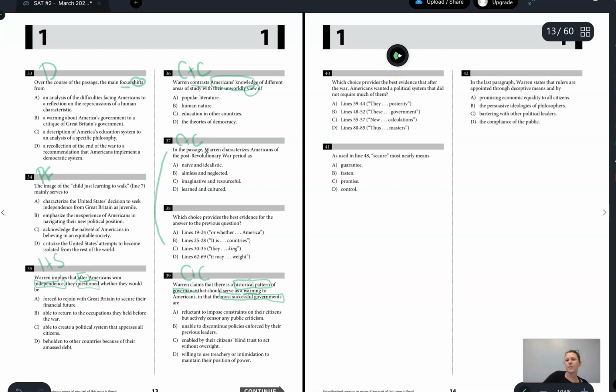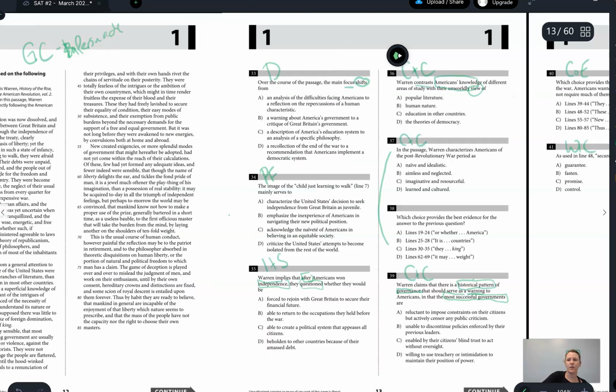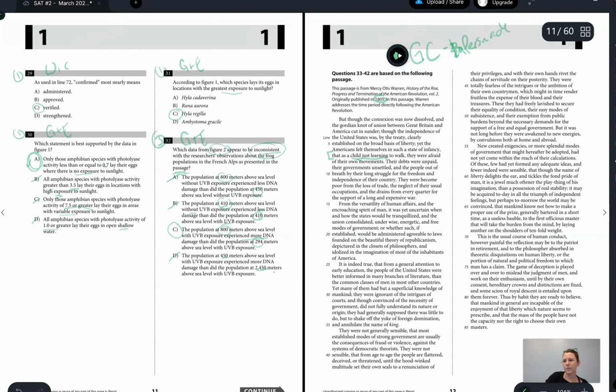All right, so again, we have a COE standalone. Don't need to worry about that one. It'll kind of answer itself. 41 is an obvious word in context. We're looking at 48, the word secure. So let's go ahead and circle it. Let's see, 48, and the word secure.